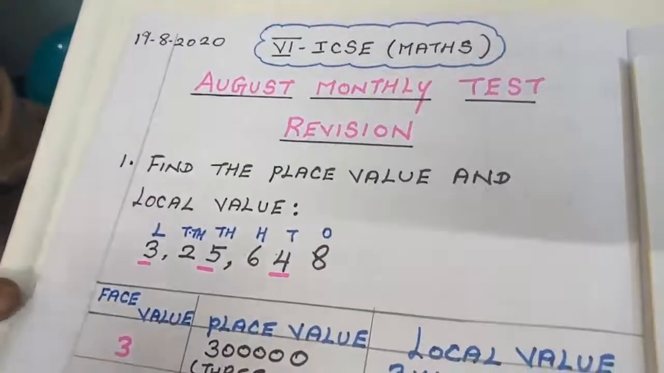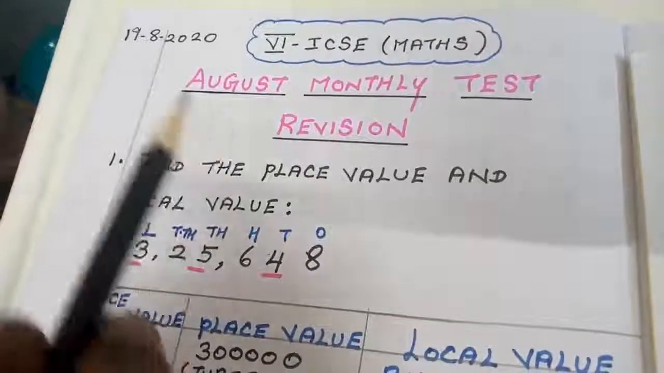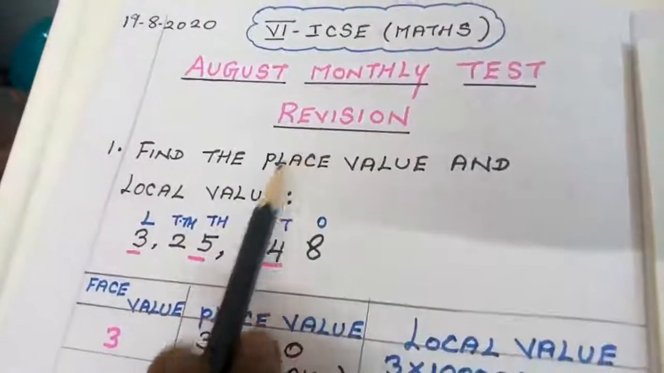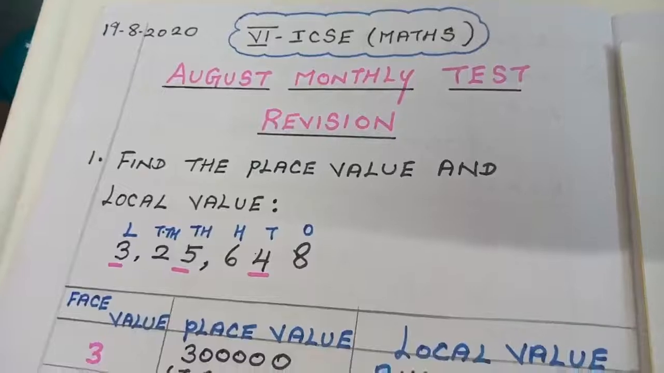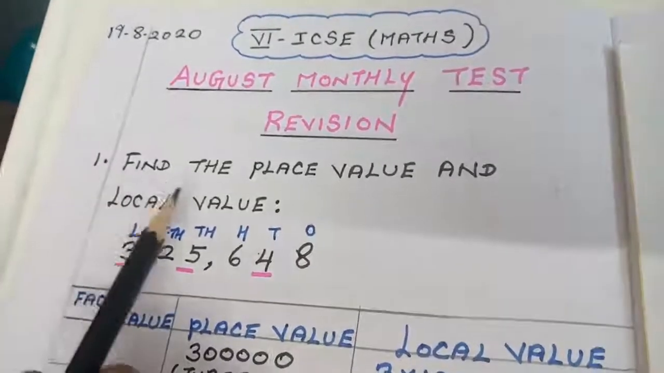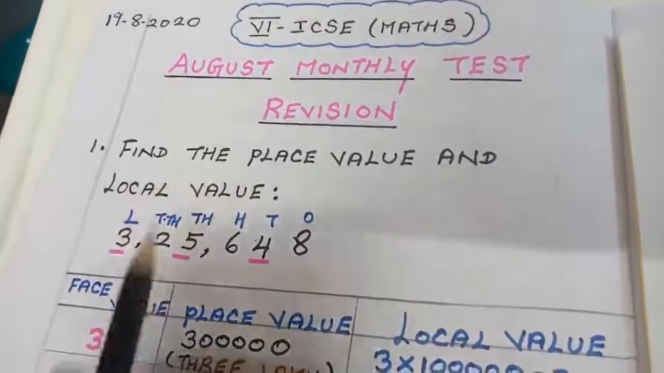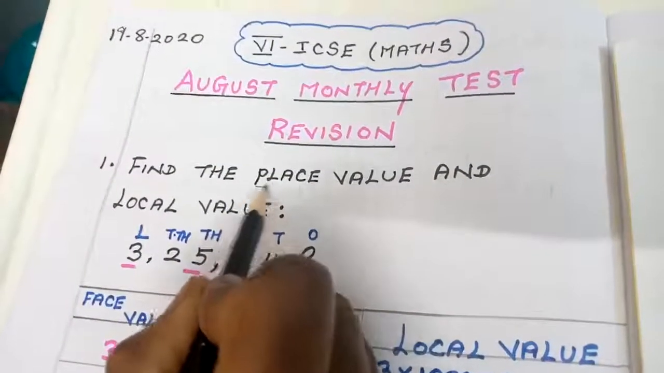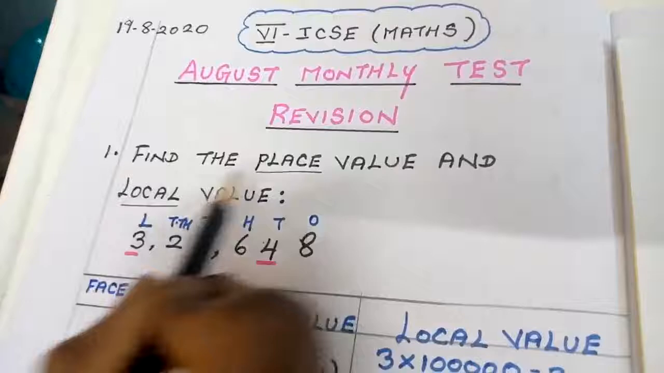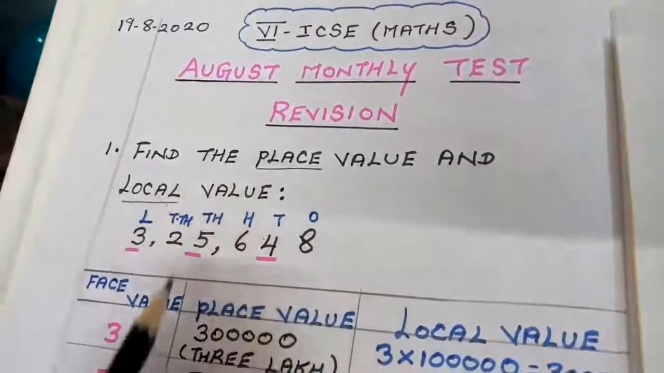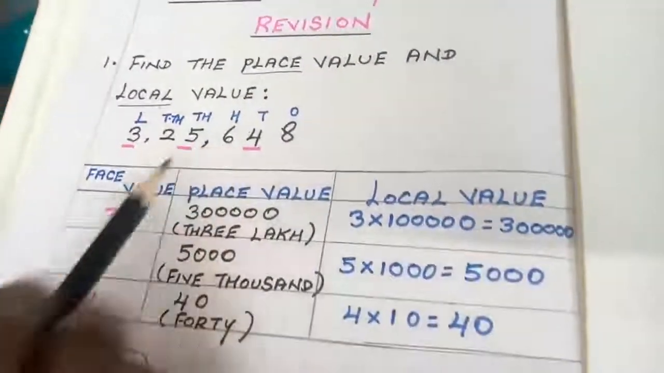Hello students, now we are going to revise for our August monthly test and I am going to teach you a few sums based on the concept. The first question is find the place value and local value. Just see the word place value and local value. Both the meanings are same. I am going to take this particular question.